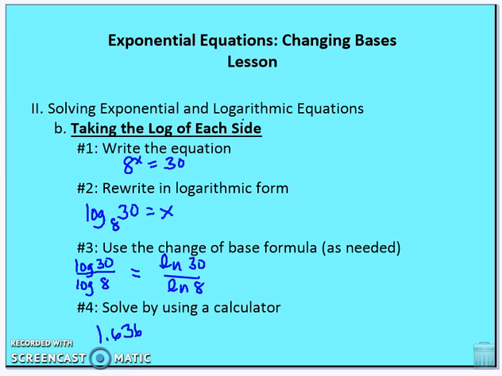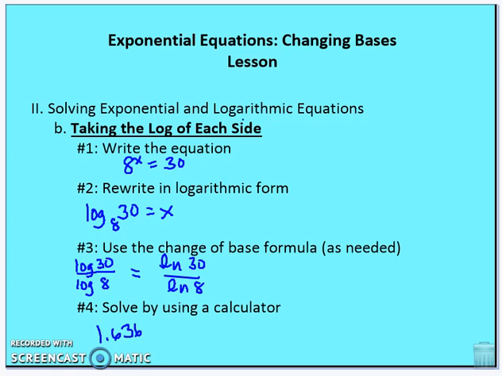So we're confronted with an unknown value as an exponent. We're going to write the equation down: 8 to the x is equal to 30. We're going to rewrite now in log form: log base 8 of 30 is equal to x. Use the change of base formula, log 30 over log 8, or natural log 30 over natural log 8.